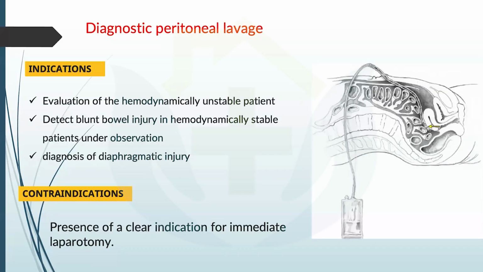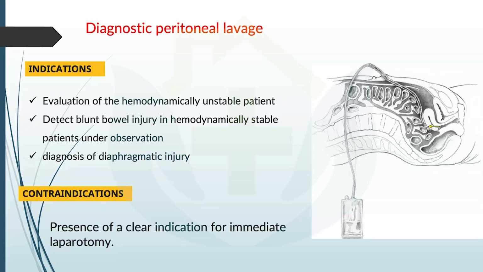There is an entity known as diagnostic peritoneal lavage. What is this? Now, it is basically putting a catheter inside the abdomen and lavaging the entire intra-abdominal contents and getting the contents out of the abdomen and examining them, whether it is blood, whether it is bowel contents, and whether it is exudative sometimes. So the examination of the intraperitoneal contents by putting a catheter.